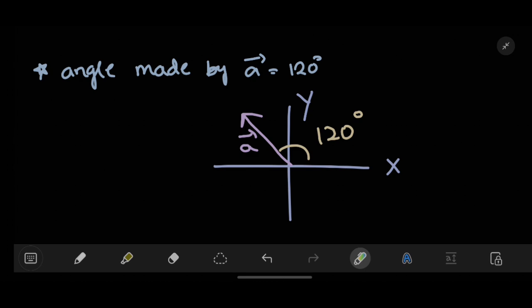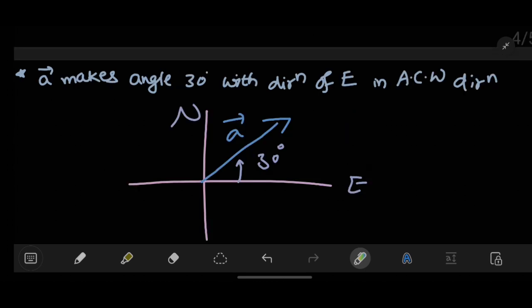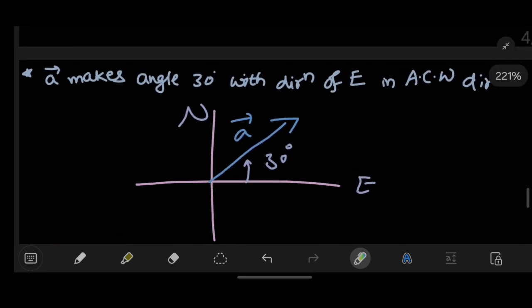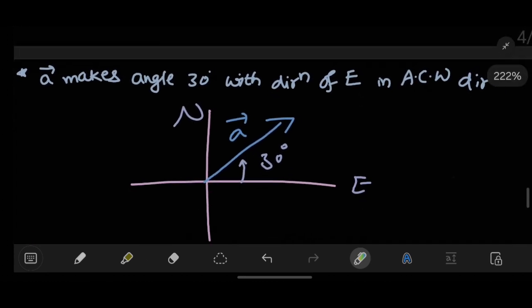Understood? Sometimes what happens is that the question will not mention whether the direction is with respect to the x-axis or the y-axis. Sometimes it will explain with respect to geographical directions. What is that? See, I have taken an example: a vector makes an angle of 30 degrees with the direction of east in the anti-clockwise direction. In this case, you should take mutually perpendicular directions as reference. I'll explain that, since it might not be clear.